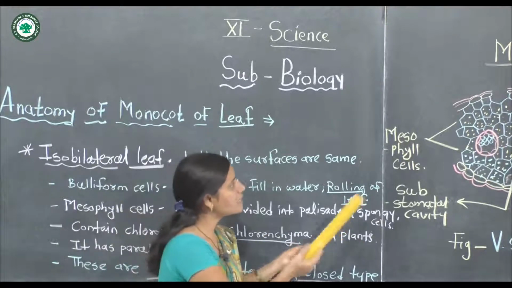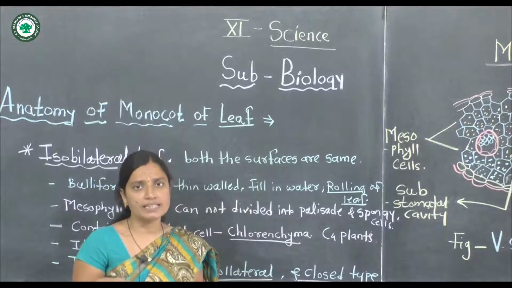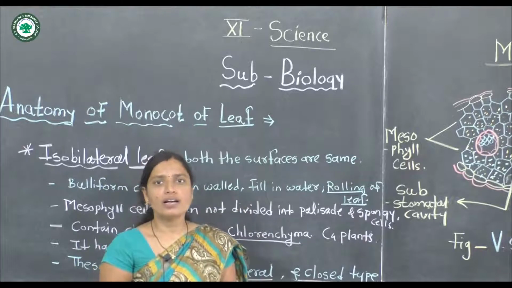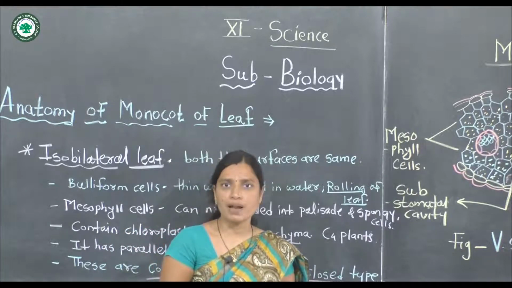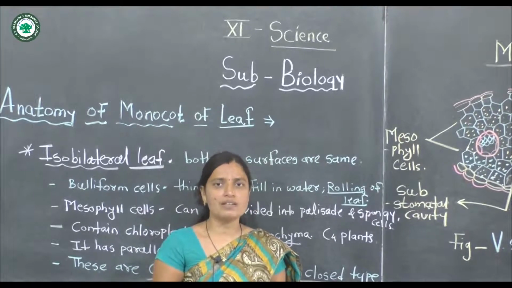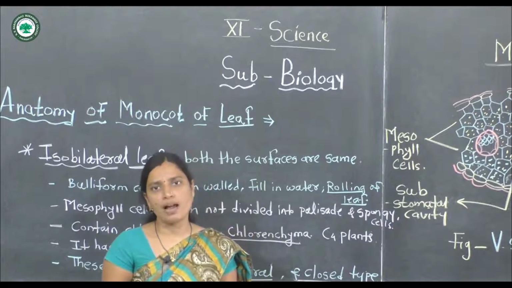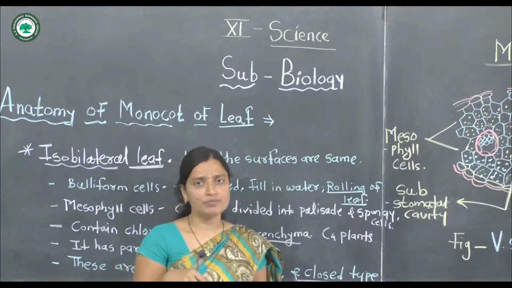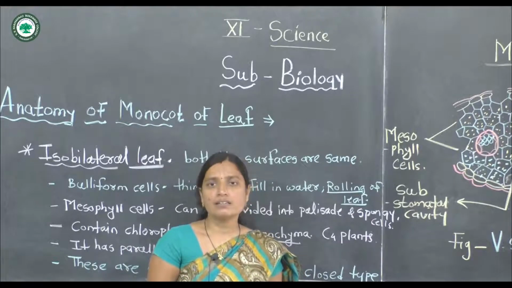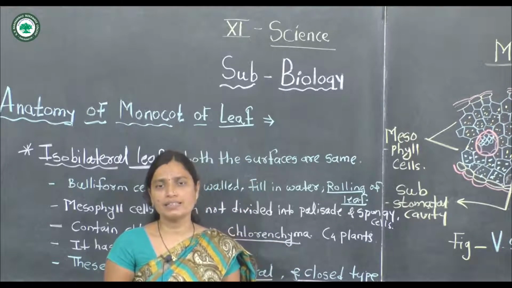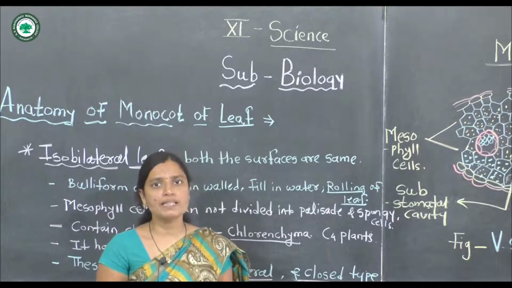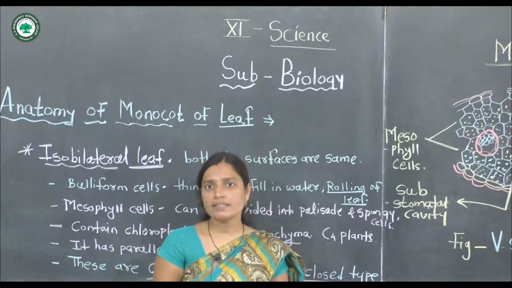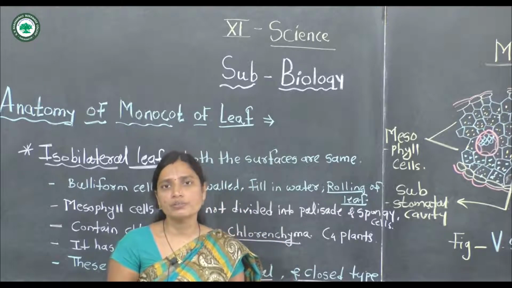For example, in monocot leaves such as maize, which is a C4 plant, the internal structure explains the Kranz anatomy. In the monocot leaf, bundle sheath cells and mesophyll cells are present. The bundle sheath cells lack granal chloroplasts, but the mesophyll cells have granal chloroplasts. In this C4 plant, maize, Kranz anatomy shows the difference between these two cells.